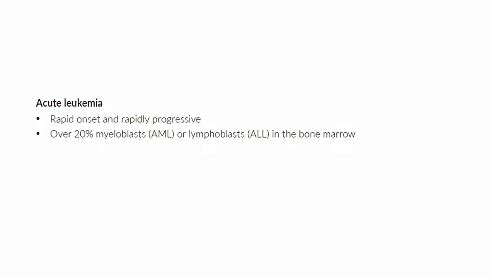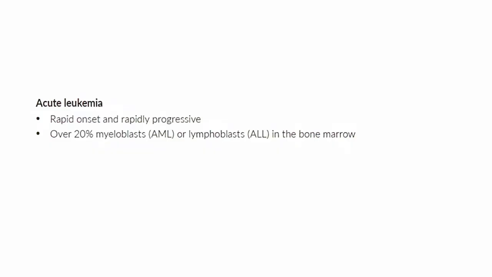So first of all, what's the difference between acute leukemia and chronic leukemia? Acute leukemia has a rapid onset and is rapidly progressive. In acute leukemia, over 20% of the cells in the bone marrow are blasts, either myeloblasts or lymphoblasts. So if you see a lot of blasts, you know this is an acute leukemia.